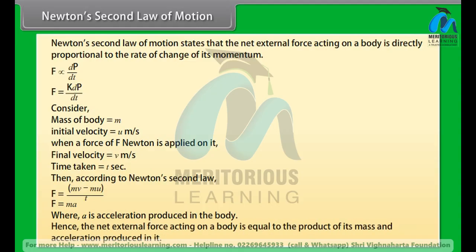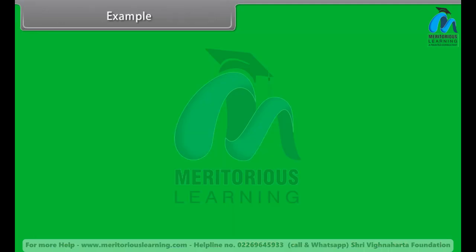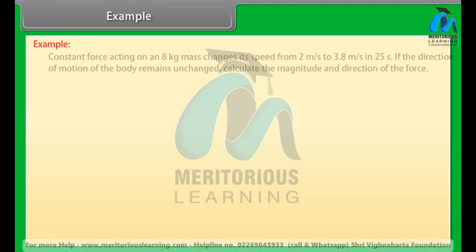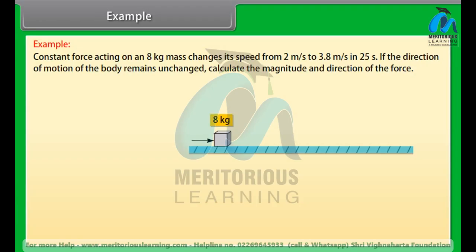Hence, the net external force acting on a body is equal to the product of its mass and the acceleration produced in it. Example: a constant force acting on an 8 kg mass changes its speed from 2 meter per second to 3.8 meter per second in 25 seconds. If the direction of motion of the body remains unchanged, calculate the magnitude and the direction of the force.